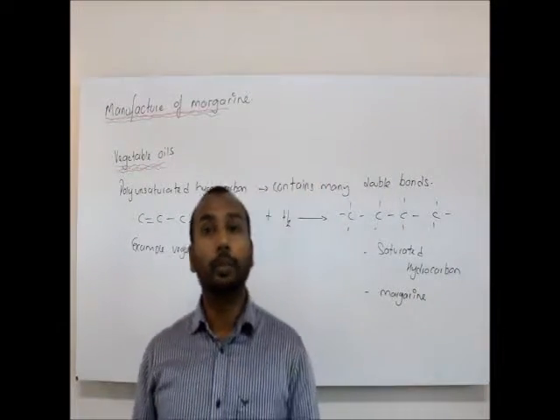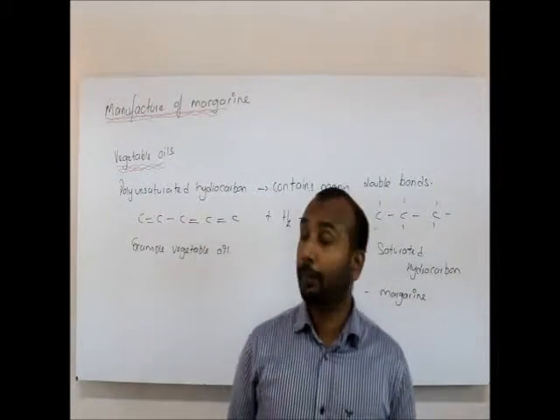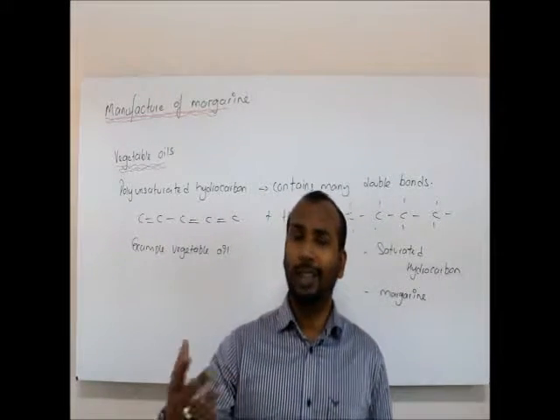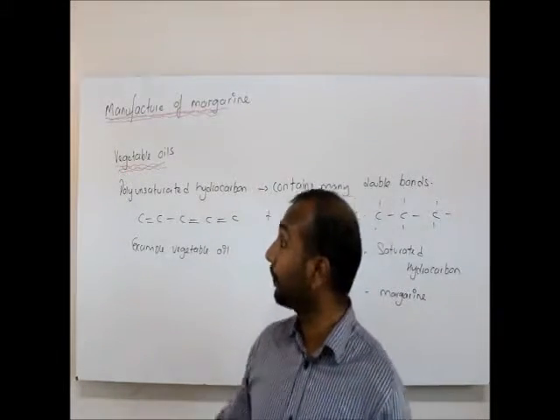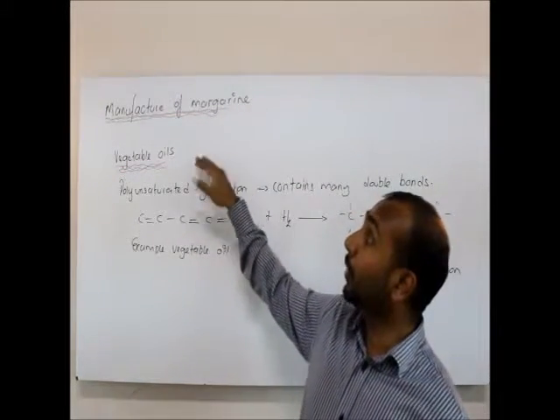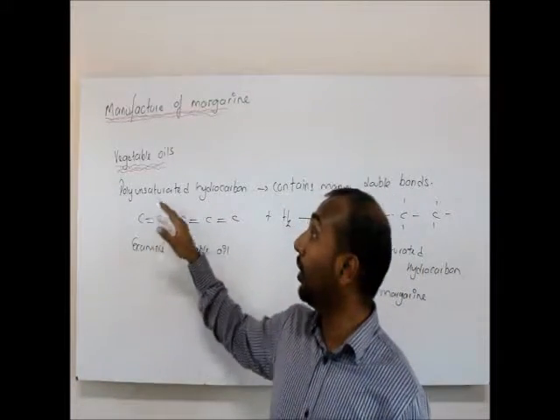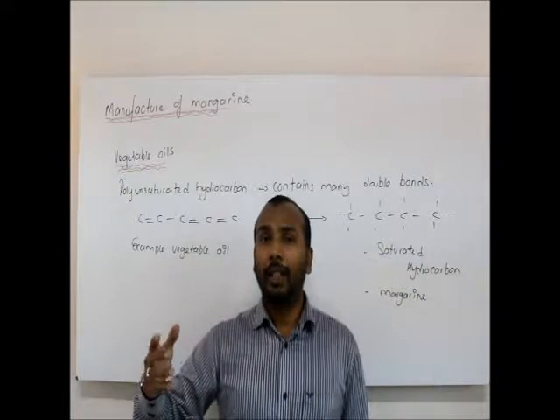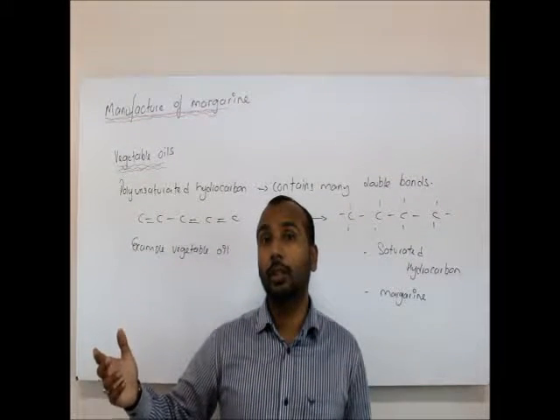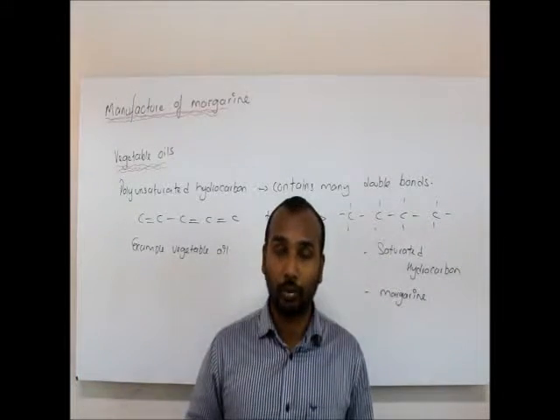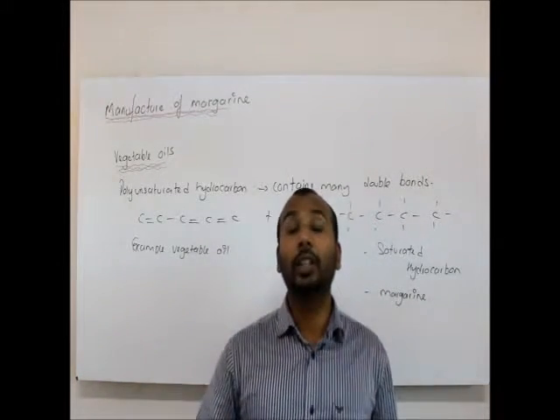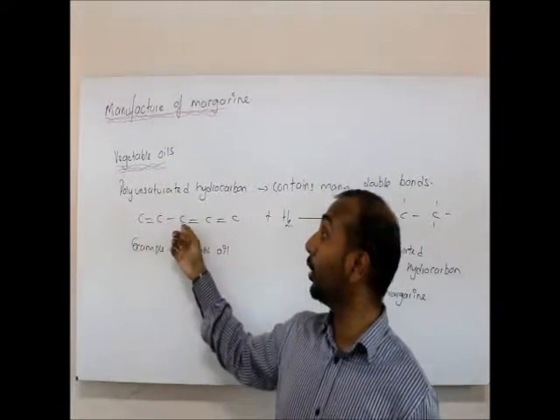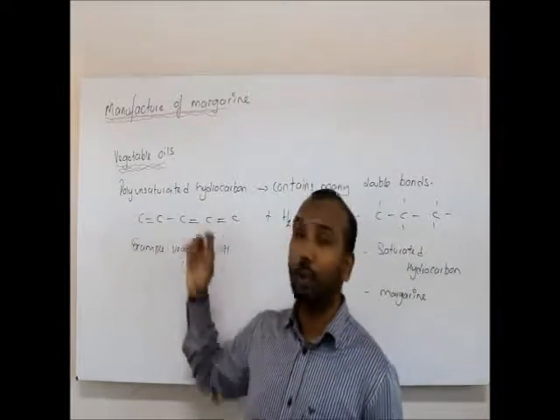We have finally come to the last part of alkenes. In this part, I'm going to explain in more detail the manufacturing of margarine. Margarine is manufactured from vegetable oils. Now, vegetable oils are polyunsaturated hydrocarbons. What are polyunsaturated hydrocarbons? By now, you should already know that unsaturated hydrocarbon means the presence of double bonds. If they are polyunsaturated, it means that it contains more than one double bond. So vegetable oils contain a lot of double bonds, so they are polyunsaturated.